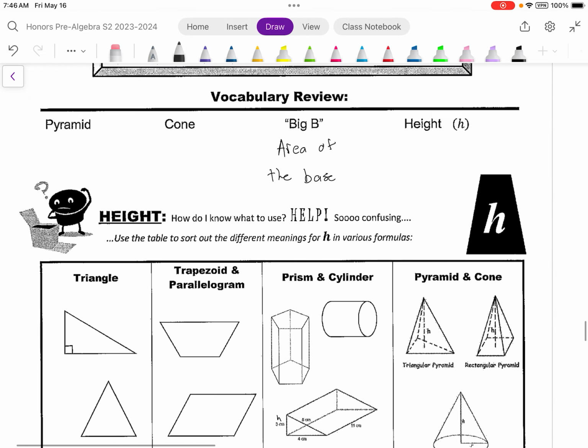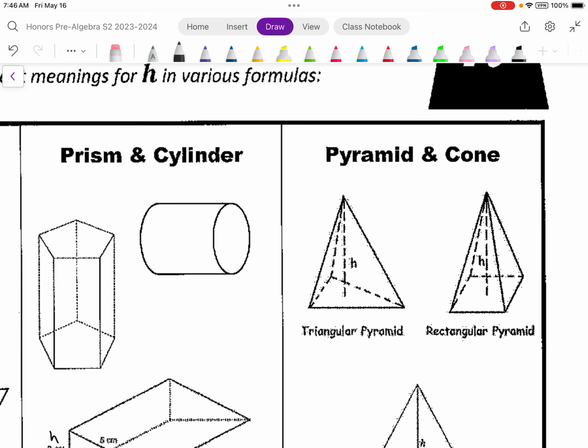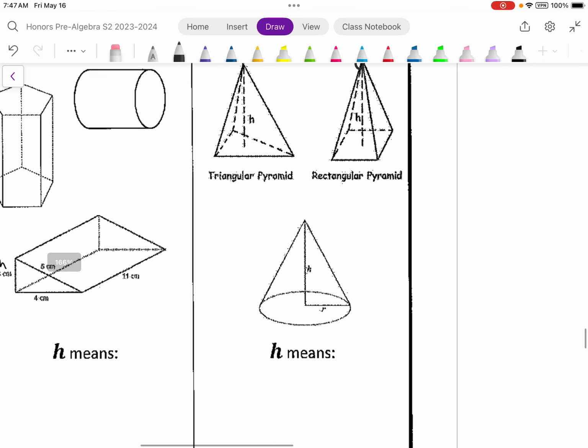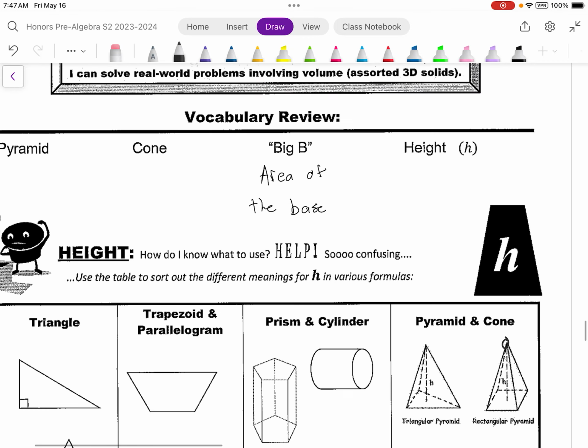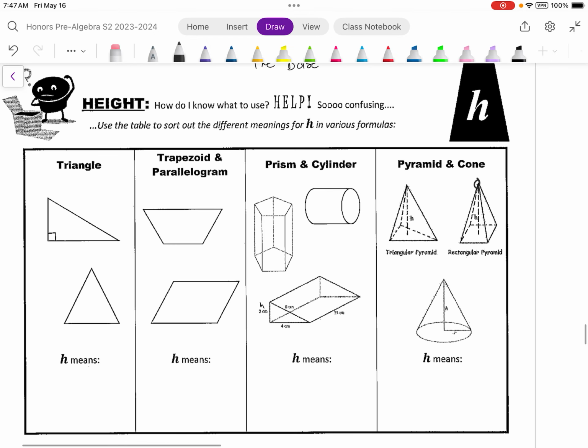Some vocab review. A pyramid is going to be just like these ones down here, where it will have just one vertex, and it could have any kind of base: triangle, rectangle, square. And the height of the pyramid is from the vertex all the way down to the center of your shape, whereas a cone is very similar, except its base is always a circle. Big B just means the area of the base, and height, we know what height is.